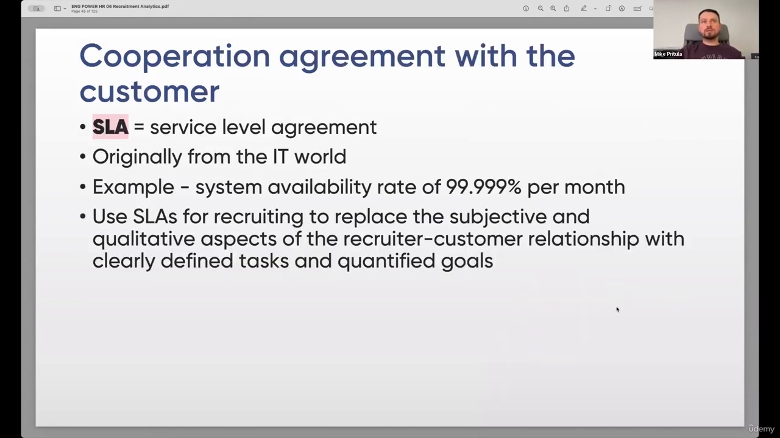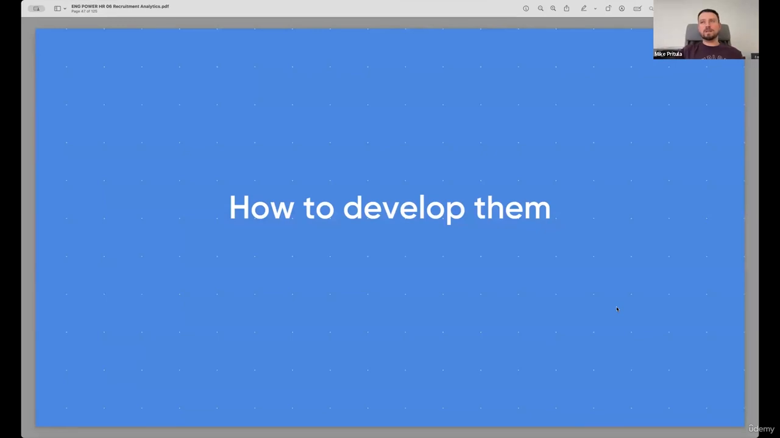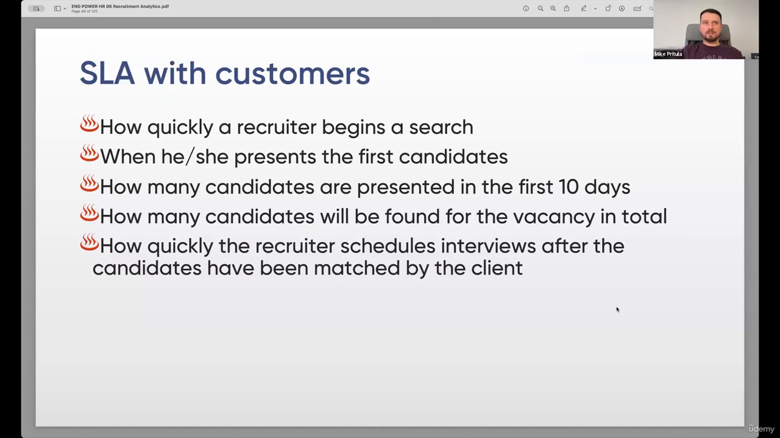So, cooperation agreement with the customer, or service level agreement, originally comes to us from the IT world. For example, in the IT world, they have a system availability rate at, let's say, 99 point and several nines % per month. Use SLAs for recruiting to replace the subjective and qualitative aspects of the recruiter-customer relationship with clearly defined tasks and quantified goals. How to develop this kind of SLAs?